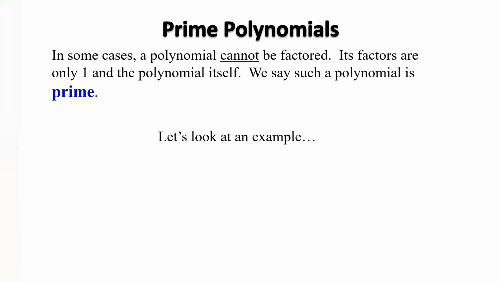Now, not all polynomials or trinomials can be factored. Some cannot be factored, where you can try and look for pairs of numbers and you just can't seem to find a pair of numbers that meet both criteria. In that case, we say such a polynomial is prime. So whenever you see the word prime, you are basically saying, hey, this cannot be factored. So make sure on the test that you exhaust all possibilities before you come to that conclusion. Let's look at an example.